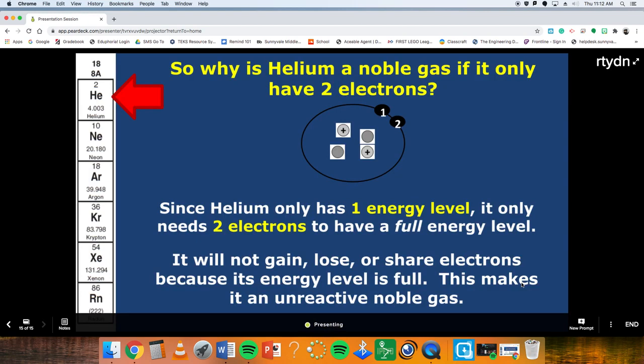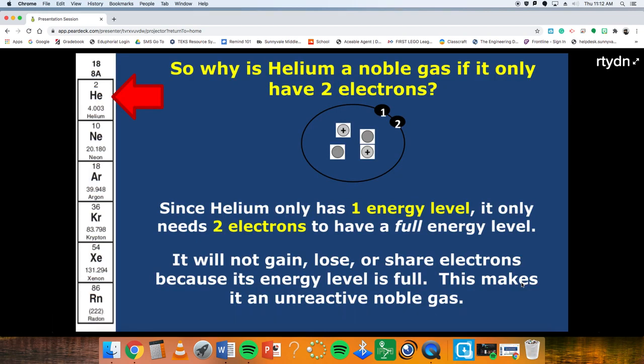So, why is helium a noble gas if it only has 2 electrons? Because its outer orbital is full. We know that the first row can only hold 2 electrons. And this makes it an unreactive noble gas.